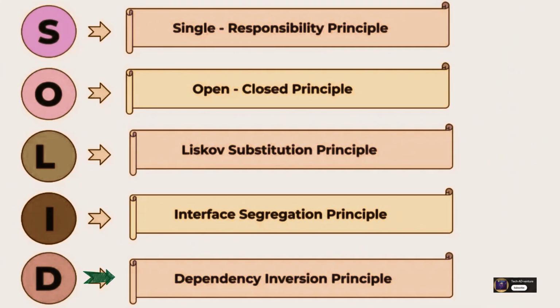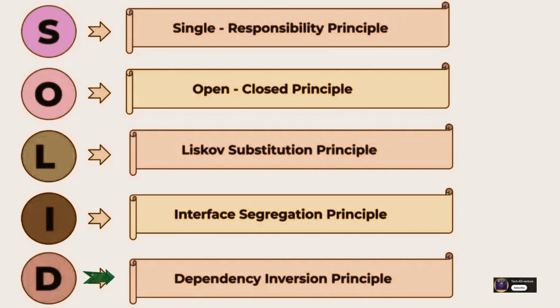D stands for Dependency Inversion Principle, DIP. It states that high-level modules should not depend on low-level modules. Both should depend on abstractions. Abstractions should not depend on details. Details should depend on abstractions.